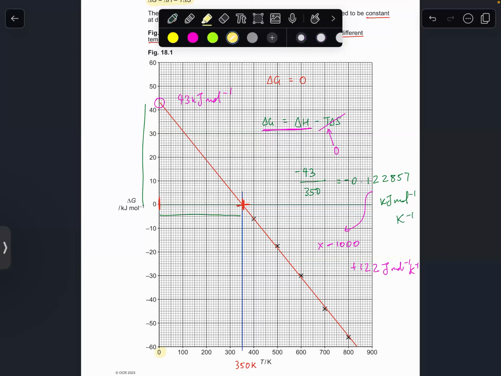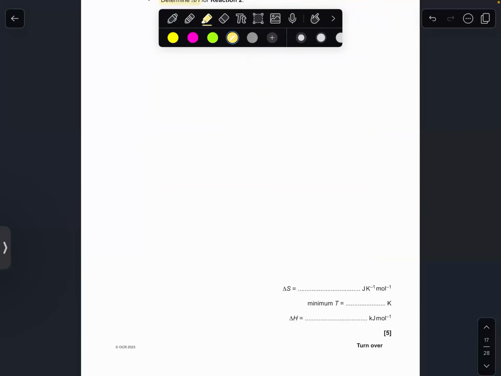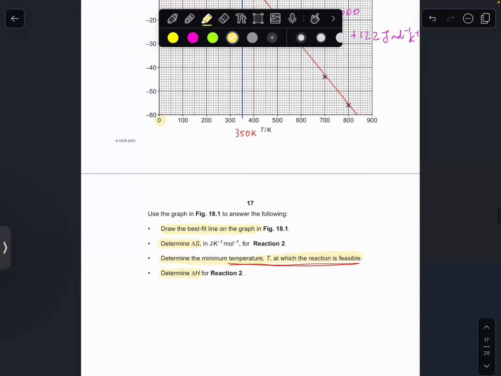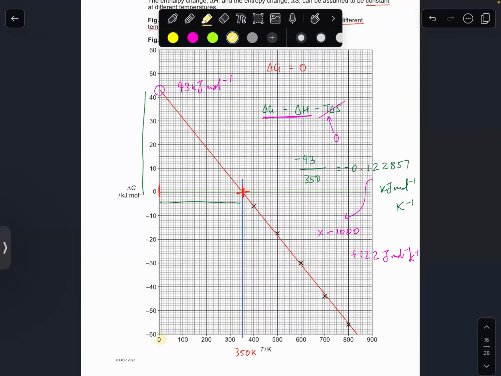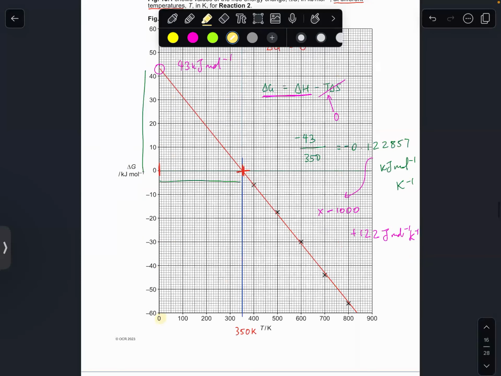In the comment section, I need your help on this. Why is the gradient equal to entropy? Well, mine's gone blank. I'm going to have to look this up. But class, these are the points. Worked out the gradient, worked out the value for the gradient. You get the marks for that. Line of best fit, minimum temperature, and the enthalpy change. And that is all of question 18. Thank you.